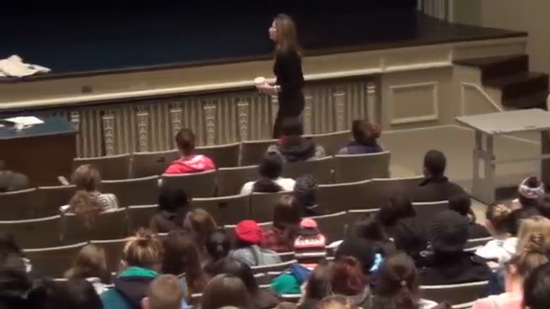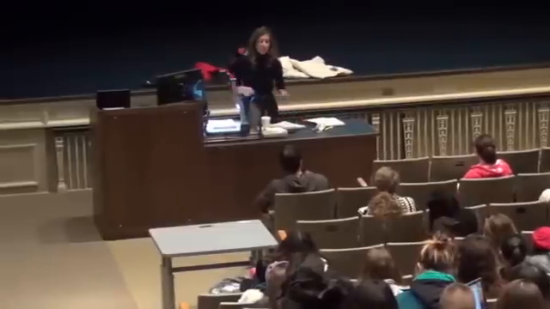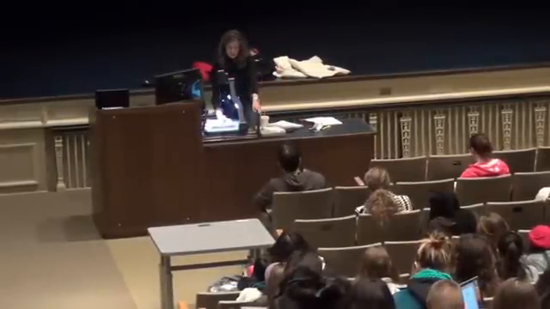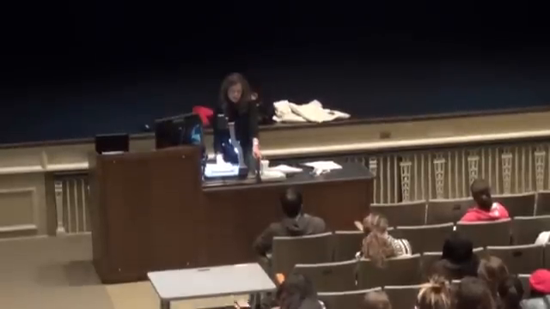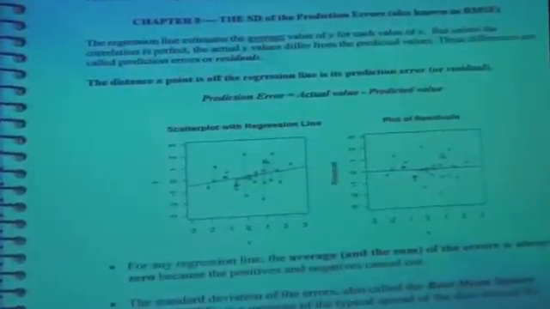I'll try. So why do I say it's boring? What is this about? This chapter, first of all, just check out the title. The Standard Deviation of the Prediction Errors, also known as the root mean square of the errors. There's so much language there, it probably makes your head spin, right?